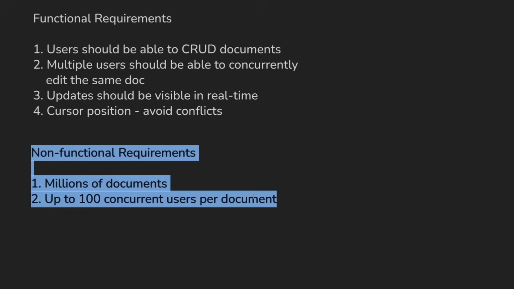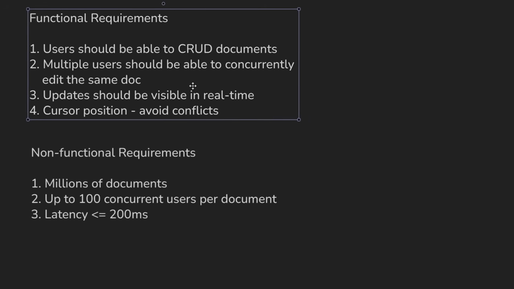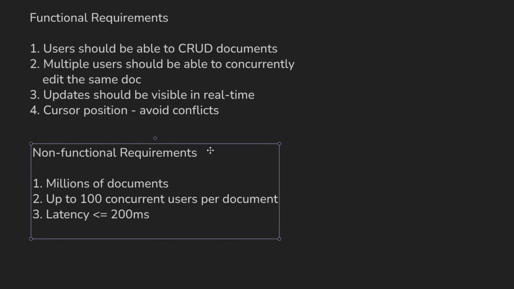I think there are some other ones that kind of go without saying. Of course, we want the latency to be pretty low. So let's say the latency should be less than or equal to 200 milliseconds for those concurrent updates. So if somebody makes an update, I should be able to see that within 200 milliseconds in real time.